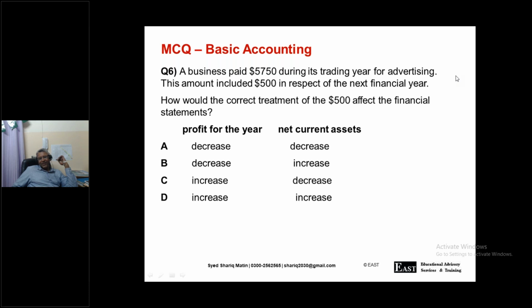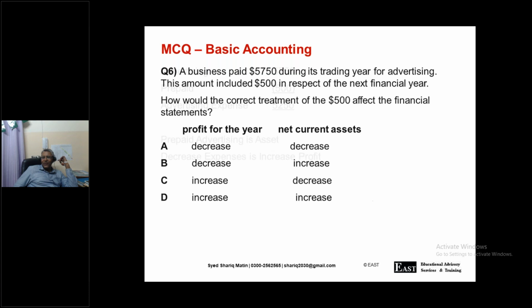And in the net current assets, that 500 was a prepayment for the next year. Prepayments are things that we have already paid for and haven't yet received the services for. Since we've paid for it, but haven't had the services, this is going to be our asset for the upcoming year. This is how our net current assets will also increase by 500.